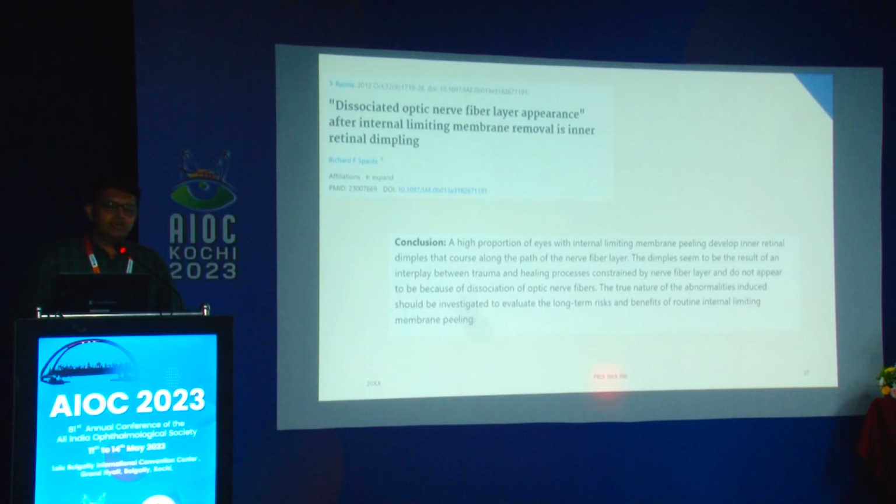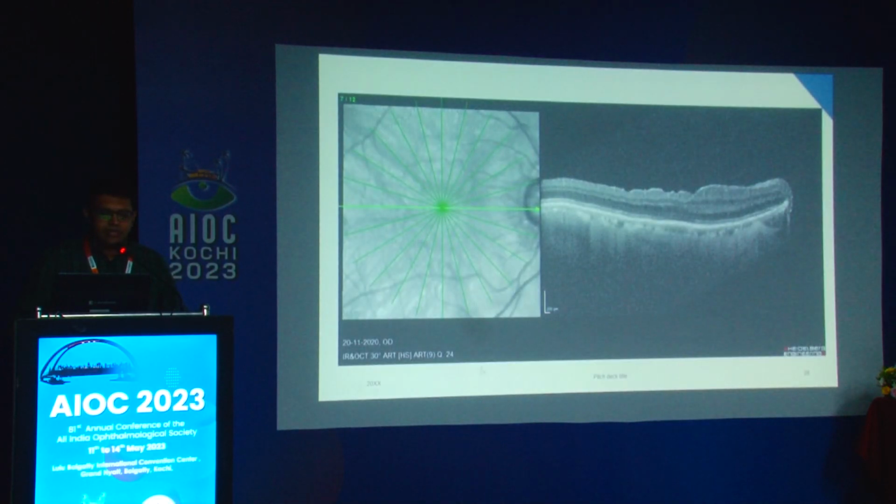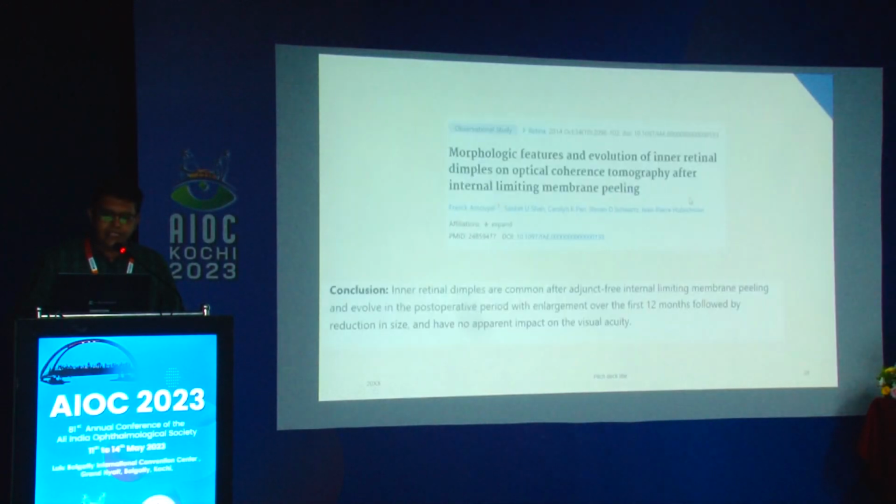It was initially called the dissociated optic nerve fiber layer, and it was Spade who clarified this and said that there is nothing affecting the optic nerve. It has nothing to do with the optic nerve fiber layers, but it is just the inner retinal dimplings that you get. This is the OCT of the previous case itself, where you can see these inner retinal dimplings on the OCT scan.